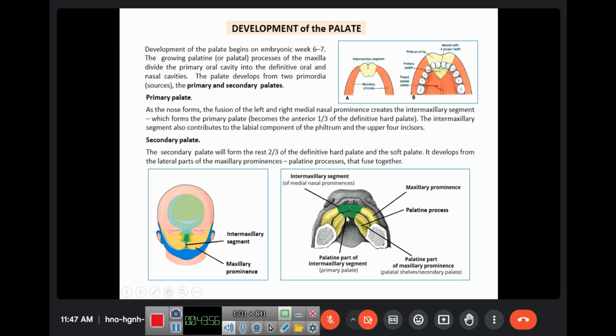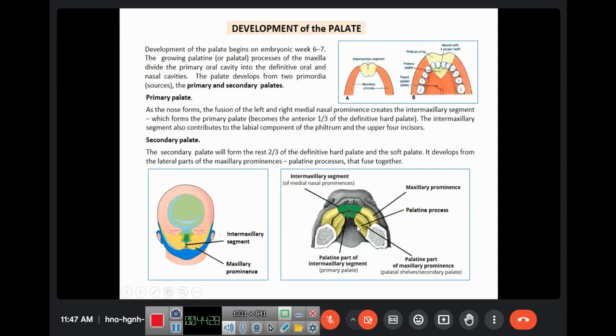So this is how they look like. So this is the philtrum of future lips, and here the primary palate develops. Yellow color here is for the maxillary process. Maxillary process forms palatine processes left and right, which grow towards the midline to form the secondary palate.